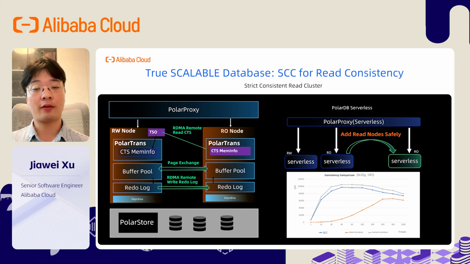The bottom right graph clearly illustrates a performance comparison between our SCC, eventual consistency, and general global consistency. It demonstrates that SCC, while maintaining transaction consistency, incurs only a less than 10% performance overhead compared to eventual consistency.